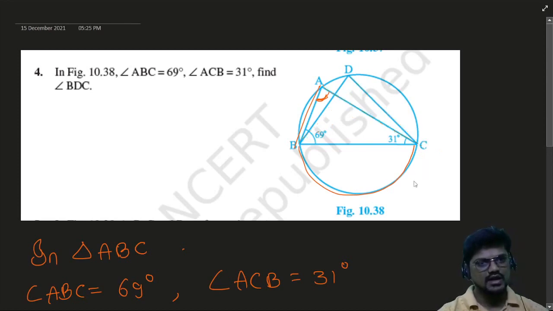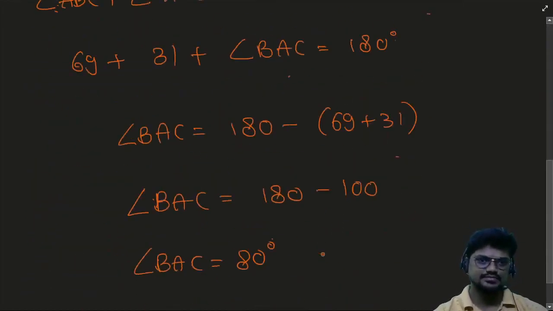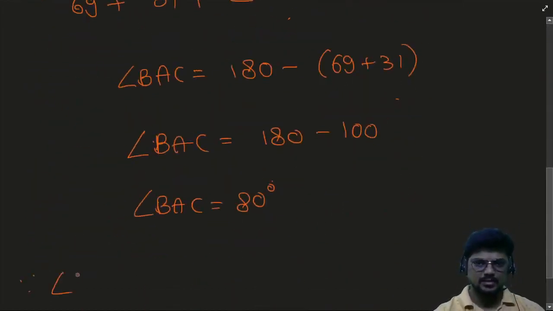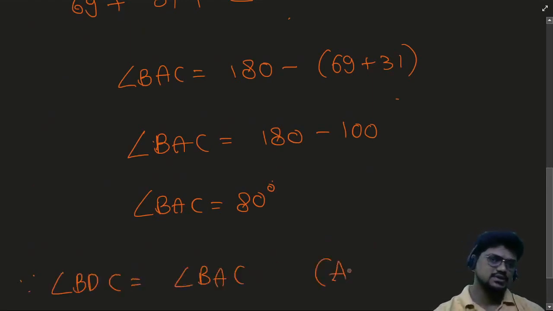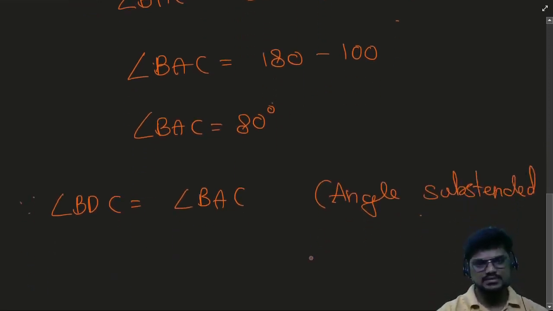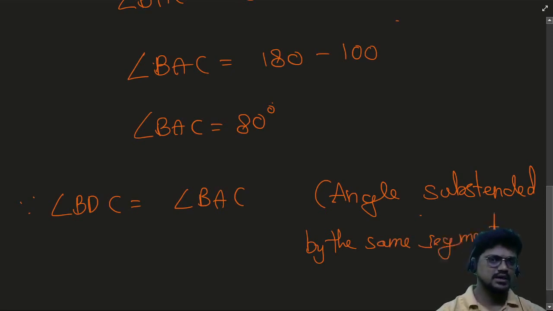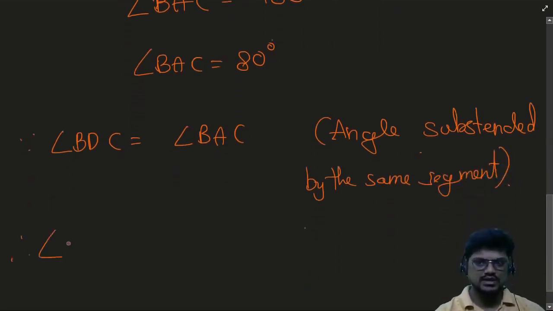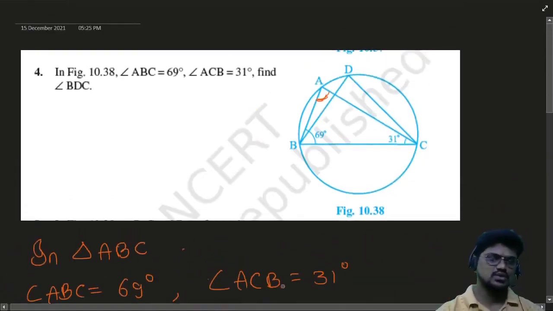Okay? So what we can say over here, since angle BDC is equal to angle BAC, what is the reason? Angle subtended by the same segment. Therefore, what I can say, angle BDC will be equal to how much? 80 degrees only. That's it. This is your final answer. And that's what is required.